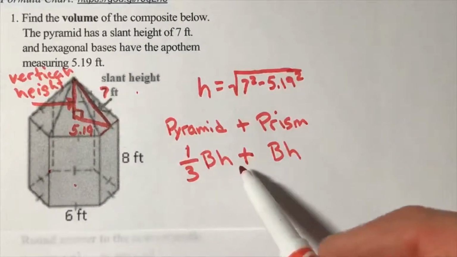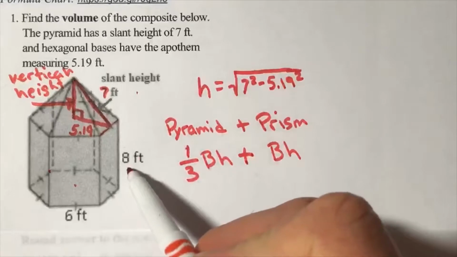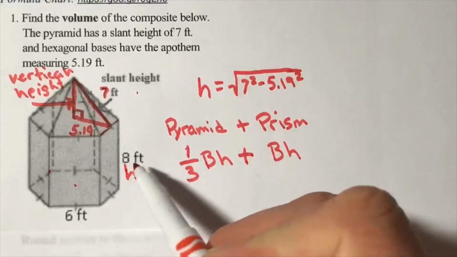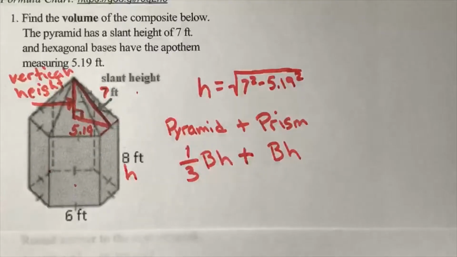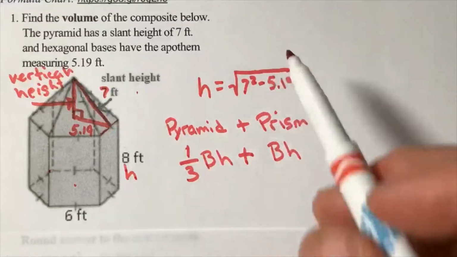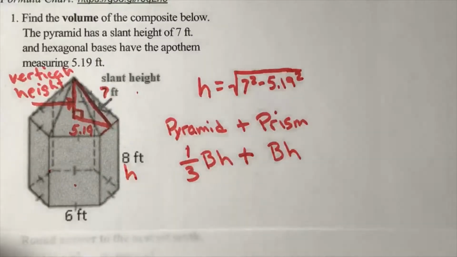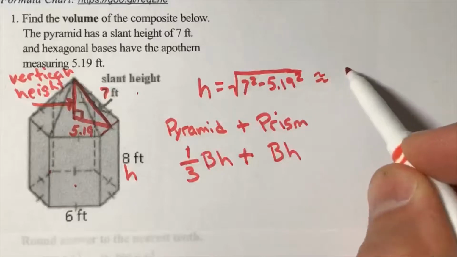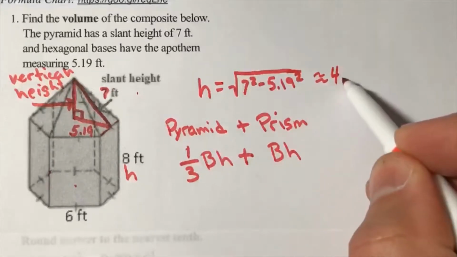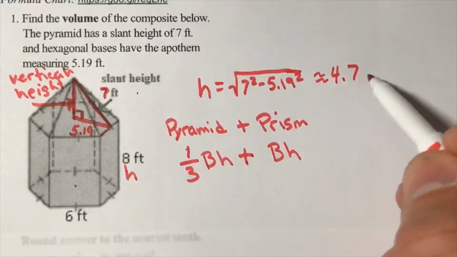Now we know the height of the prism, H, is here. This is 8. This is the height for the prism, and then the height for the pyramid. Well, let's go ahead and calculate that now that we've got our formula down. It's approximately equal to 4.7.